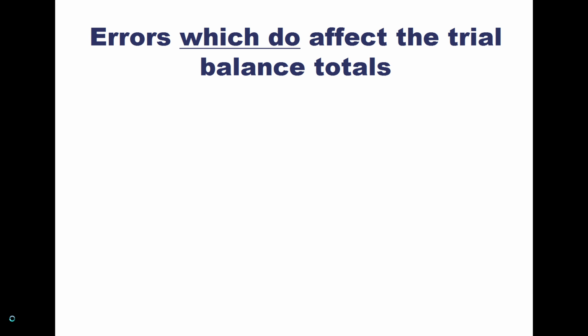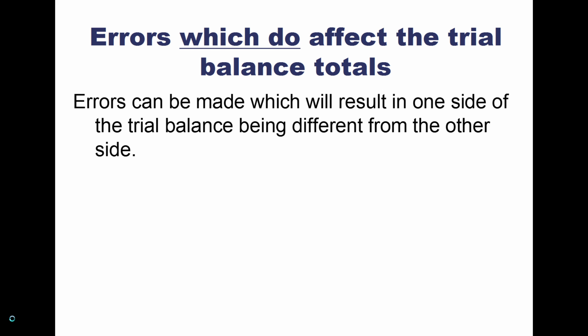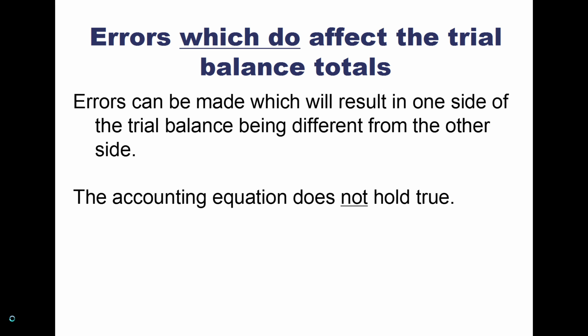Let's have a look at this particular area of suspense. You have to go through errors before you can attempt any of the suspense questions in any of the exam boards. Let's look at errors which do affect the trial balance totals. So to start us off with an overview, errors can be made which will result in one side of the trial balance being different from the other side. So the debit side could be higher than the credit side, or vice versa. The accounting equation does not hold true.